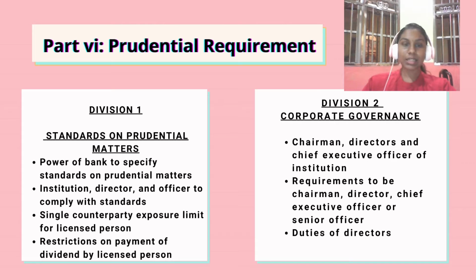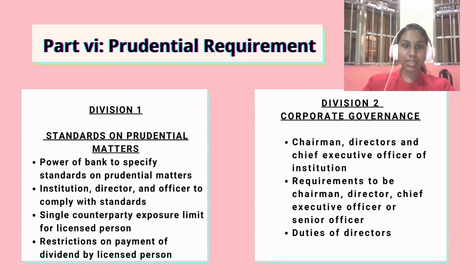Next is the single counterparty exposure limit for licensed persons. No licensed person will have a single counterparty exposure that exceeds the level established by the bank. An exposure to a single counterparty includes any group of individuals related to such single counterparty, but does not include any exposure to, or specifically guaranteed by, the bank or the government. The bank may define a connected counterparty or exposure for this purpose.